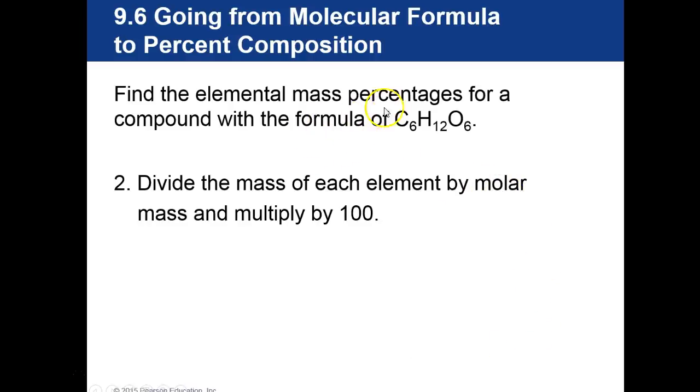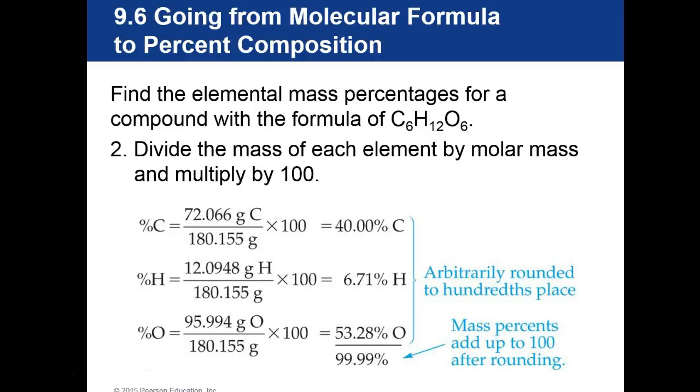So now we're going to find the elemental mass percentages for a compound with the formula C6H12O6. We're going to divide the mass of each element by molar mass and multiply by 100. Okay, so we knew there's 72.066 grams of carbon divided by 180.155 times 100 is 40%, 6.71% hydrogen and 53.28% oxygen gives us about 100%.